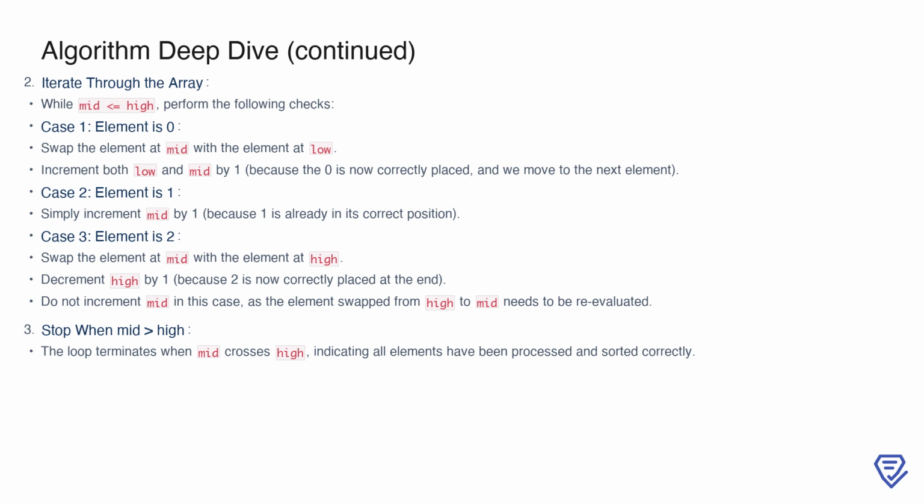However, if the element is 2, we swap it with the element at high and decrement high, moving the 2 to its correct position at the end of the array. Importantly, we do not increment mid in this case, as the element swapped from the high position still needs to be evaluated. The iteration continues until the mid pointer surpasses the high pointer, at which point all elements are sorted.